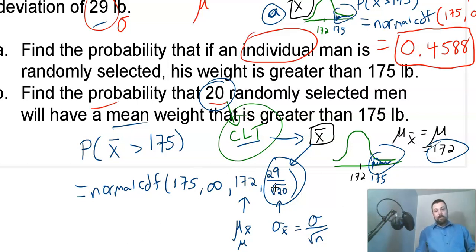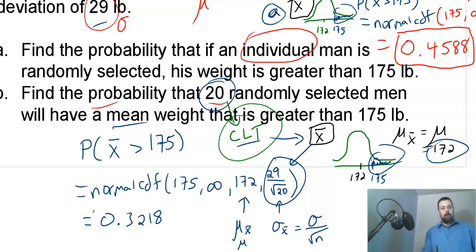All right. Now, you might say, well, what does that equal? You don't actually have to compute that. You can just type what I have on the screen into your calculator, and it handles that kind of number just fine. So I'm going to do normal CDF. We're going to have 175, comma, 9999999, comma, 172 for the new mean, which just happens to equal the old mean, and then 29 divided by the square root of 20 for the new standard deviation. And then you have to close the parentheses on the square root, at least in my calculator you do, and then I'm closing the parentheses on the normal CDF. And I hit enter, and this time the probability is 0.321.